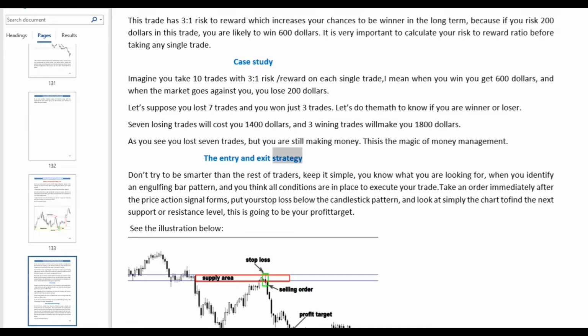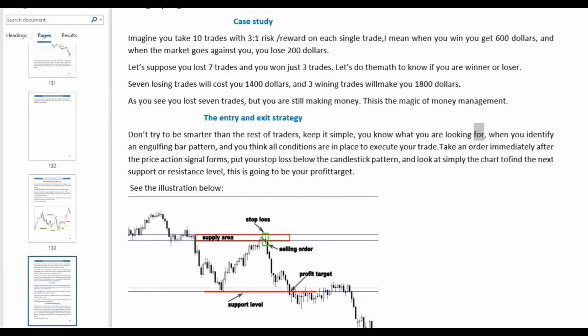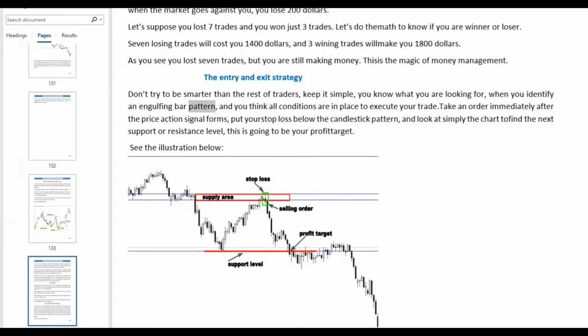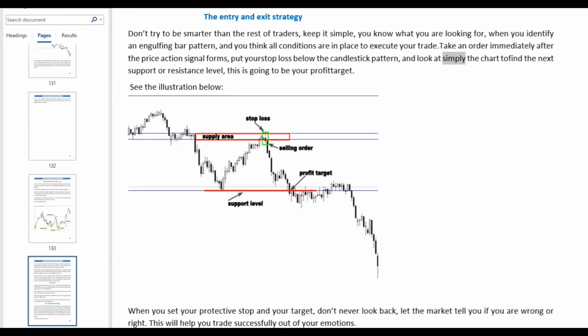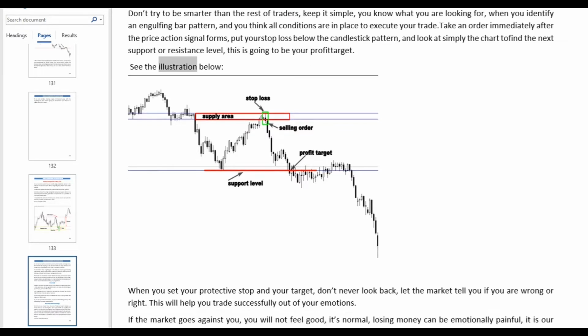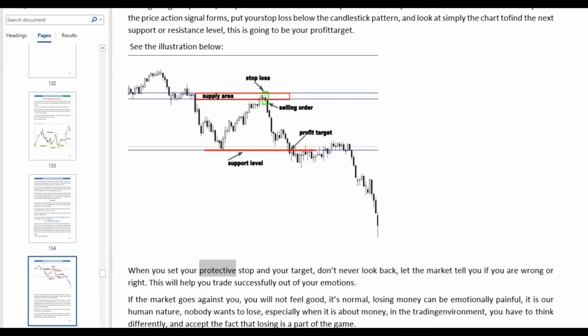The entry and exit strategy. Don't try to be smarter than the rest of traders. Keep it simple. You know what you are looking for. When you identify an engulfing bar pattern, and you think all conditions are in place to execute your trade, take an order immediately after the price action signal forms. Put your stop loss below the candlestick pattern, and look simply at the chart to find the next support or resistance level. This is going to be your profit target. See the illustration below. When you set your protective stop and your target, don't ever look back.